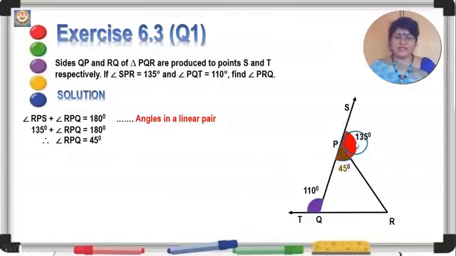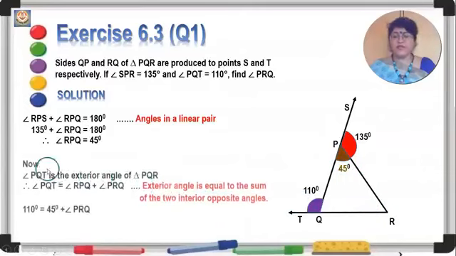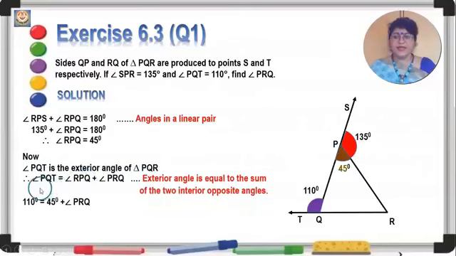Now after having done this, you know that PQT is the exterior angle of triangle PQR. And the exterior angle is always equal to the sum of the interior opposite angles. Therefore, you will mention which is the exterior angle and write down the property with the reason. Substitute 110 equal to 45 plus angle PRQ. So with that, what is the measure of PRQ? You will get it as 65 degree.